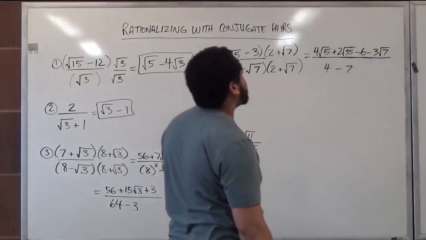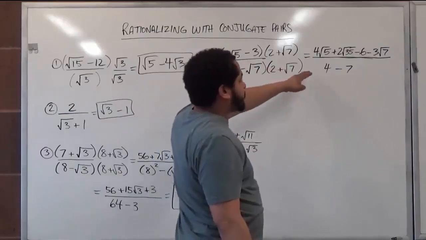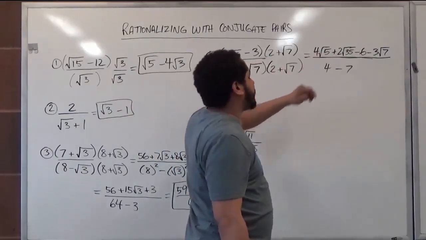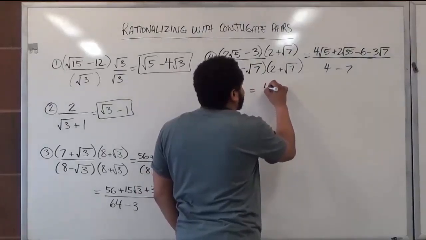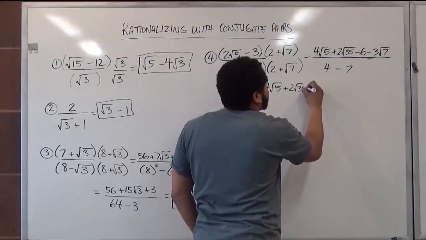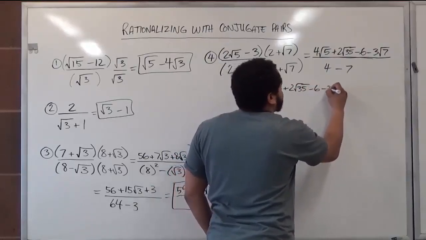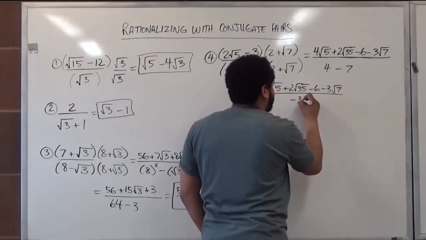Now let's put together what we can. The top has nothing that can be put together. All we have to do is put together the bottom and divide with a negative term and we're done, right? So here we get the result of 4 radical 5 plus 2 radical 35 minus 6 minus 3 radical 7's. No terms are alike over negative 3.